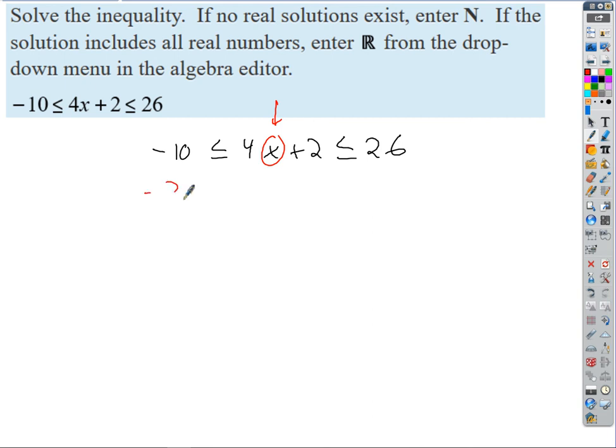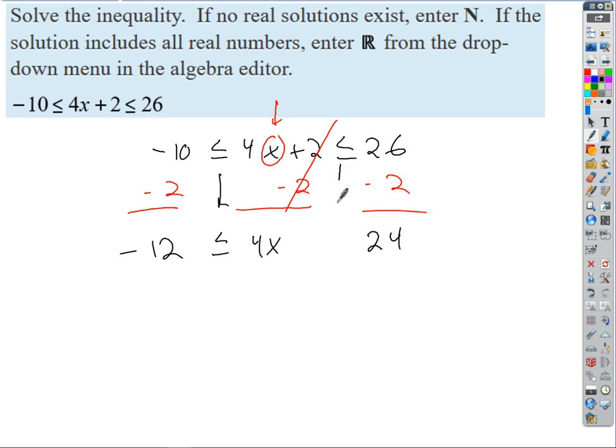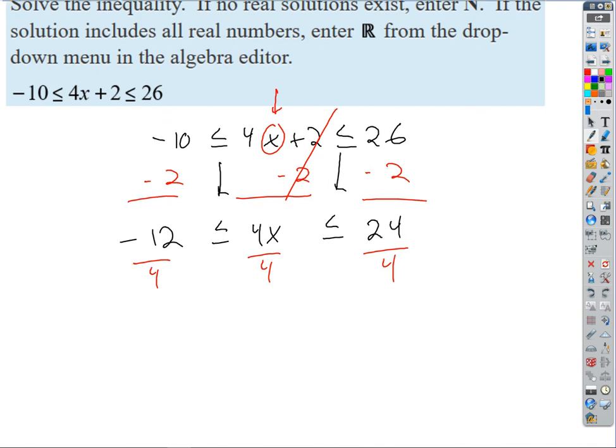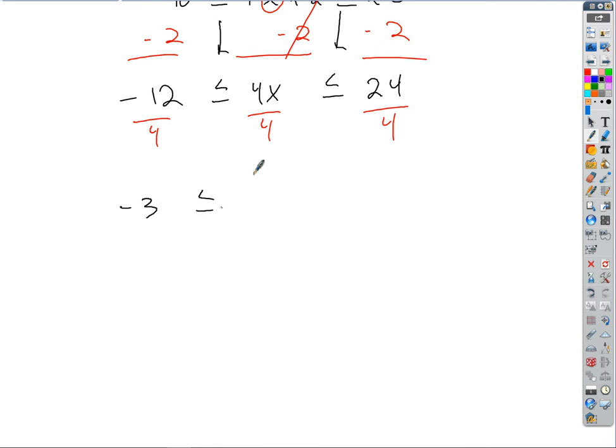So if I subtract 2 from everything, we get 4x, negative 12, 24, and then we just bring down our inequalities, right? You told me divide by 4. And so what do we get then? So we end up with negative 12 over 4 is negative 3, x, and 6.